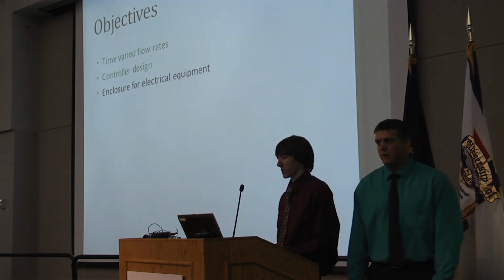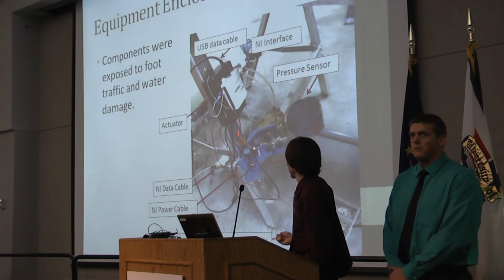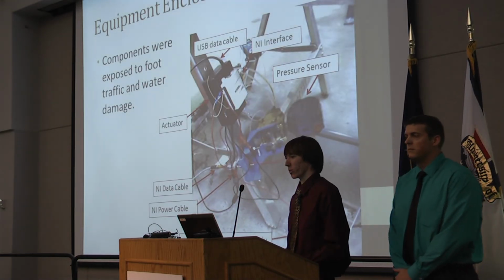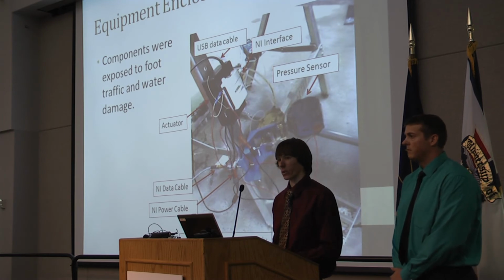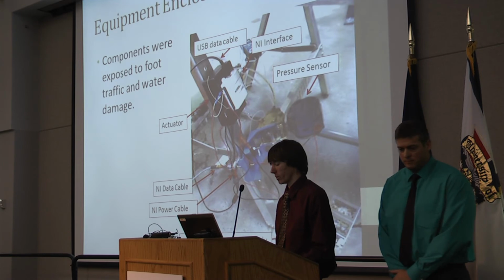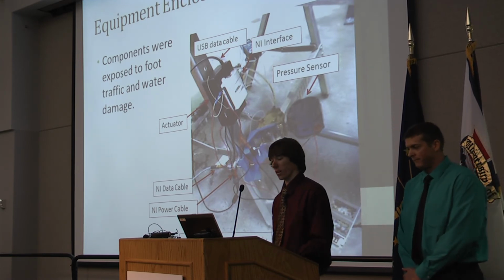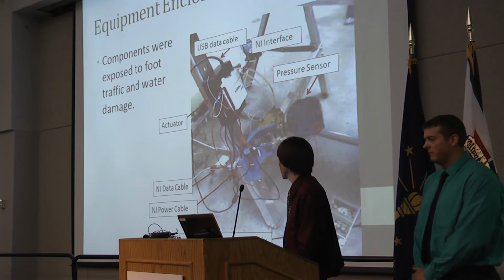Okay, so our last objective was to develop an enclosure for all the electrical equipment, because as this picture shows, all of the equipment was just mounted on the legs supporting the trough, and if water were to spill over the edge, it could damage the equipment severely, or if people are using the equipment and are right up next to it, they could be kicking the equipment, not realizing that it's down there, or forgetting that it's down there.